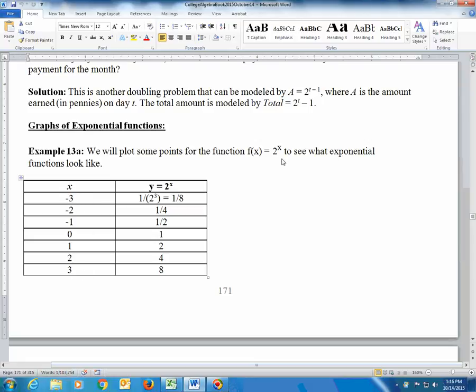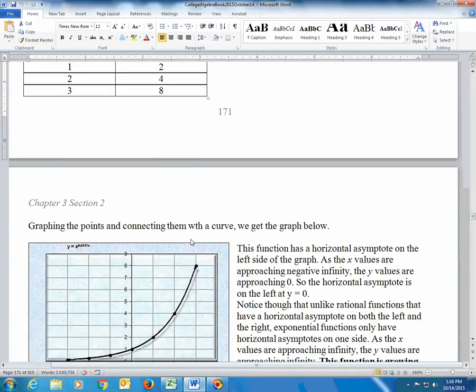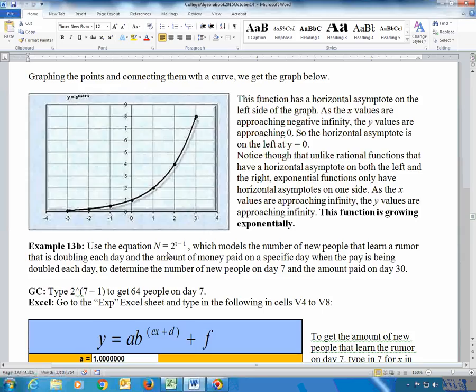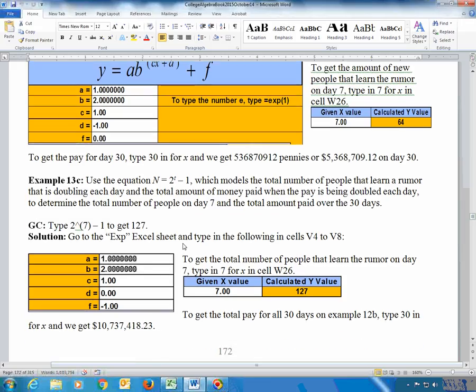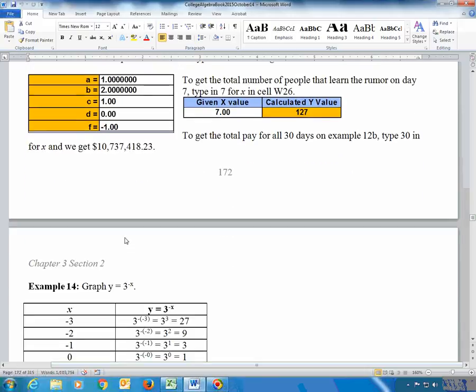If you put -3 in here, 2 to the -3rd, that means 1 over 2 to the 3rd, because a negative exponent means to reciprocate it, which would be 1 over 8. Put a -2 in, 2 to the -2nd would be 1 over 2 squared, or 1/4, and so on. And when you plot these points, you'll get the same graph as what I showed earlier, this exponential growth function right here. And this is showing the same sheet that we're using right here to graph these. That's doing both of them.